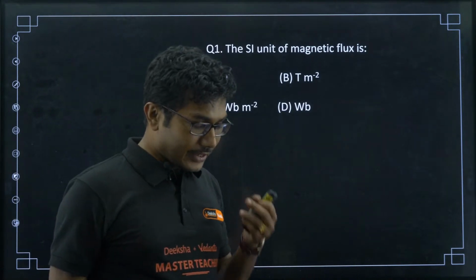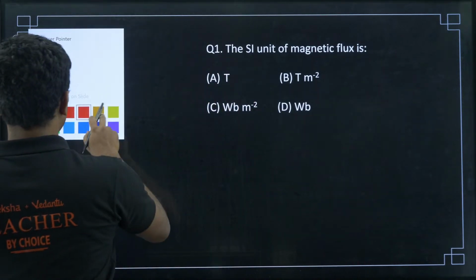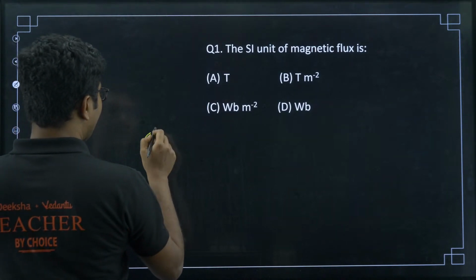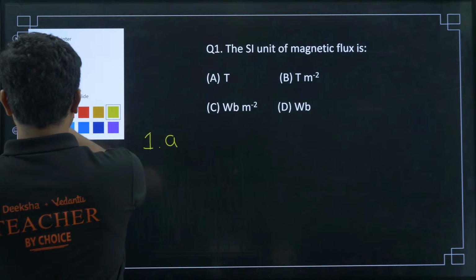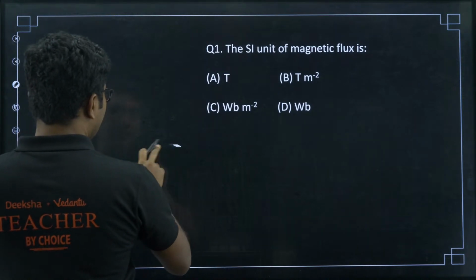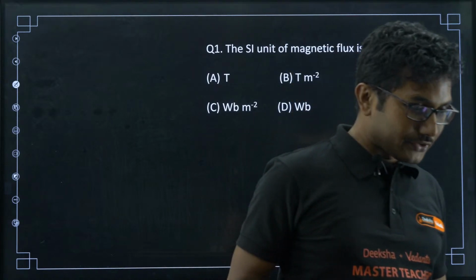First question, and you know the rule, whenever you answer you have to mention the question number, that is 1, and then whatever option you think is correct, say 1A. So 1A, 1B, 1C, whatever it is, you have to answer it. So first question, as usual I try to keep the first question easy.